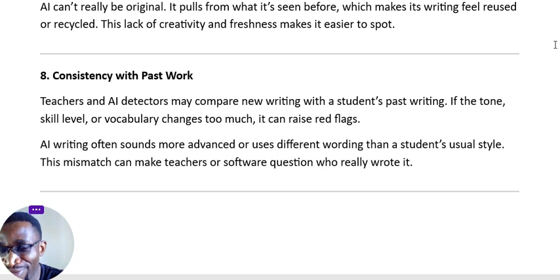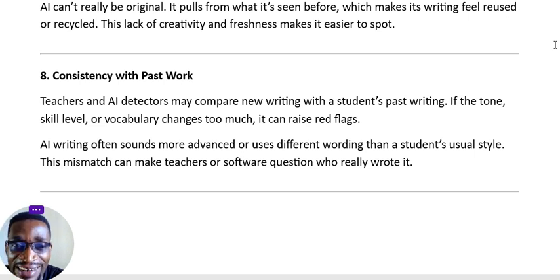Your supervisor knows you. So by the time you submit, he looks at you and he will ask you, who wrote this for you? I don't know whether they've asked you that kind of question before. Are you sure you wrote this by yourself? If the tone, skill level, or vocabulary changes too much, it can raise a red flag by the teacher himself.